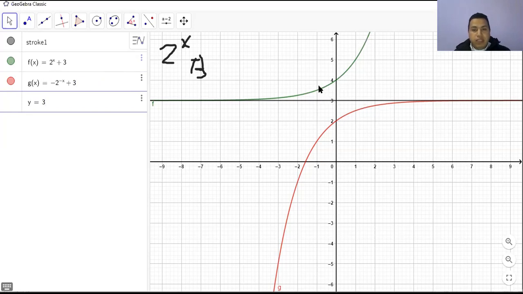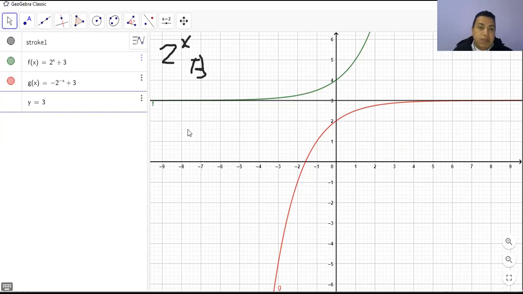Then we have a reflection in the x-axis, then followed by a reflection in the y-axis. If you try to find the relation between this curve and this curve, you will find that this curve is the same as this curve by reflection in the point through which the asymptote line passes.